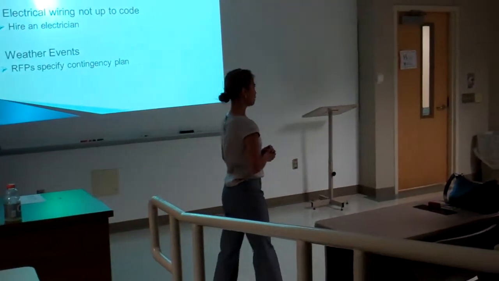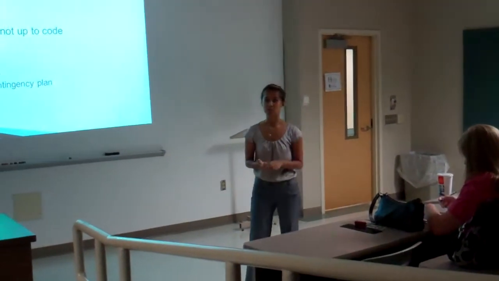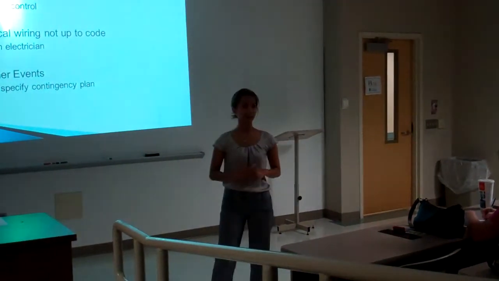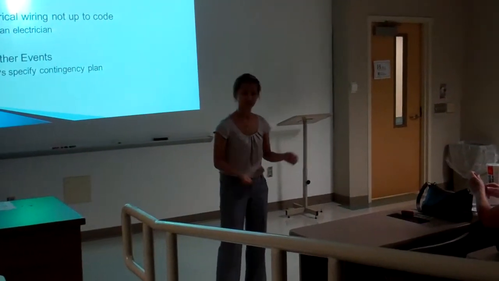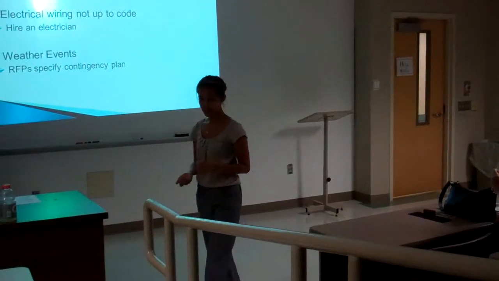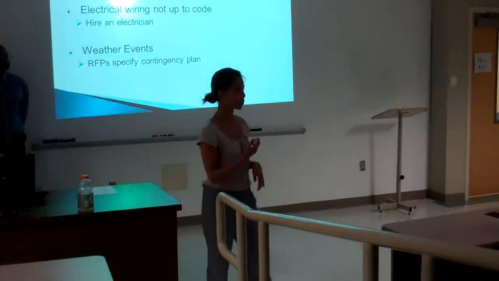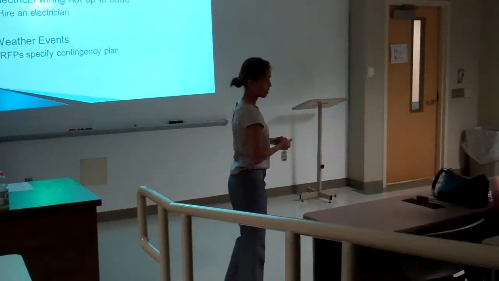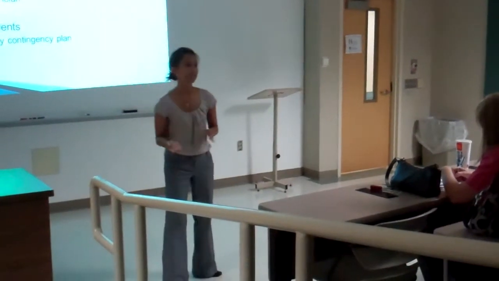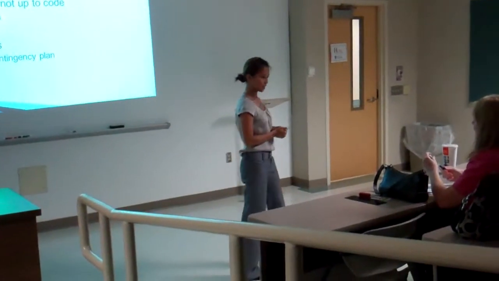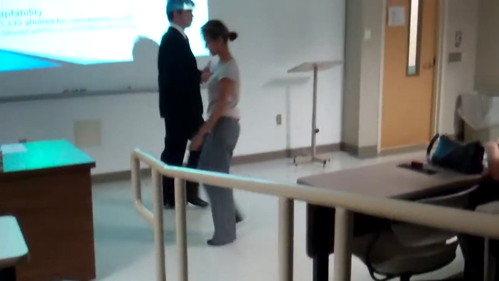Now, for weather events, such as rain, strong winds that can damage the property or delay the schedule, for this risk, we have a specific contingency plan already included in the request for proposals, or RFPs, for the contractors to account for these weather events. Now, all the risks have been accounted for, and let's take a look at the cost. Chris?